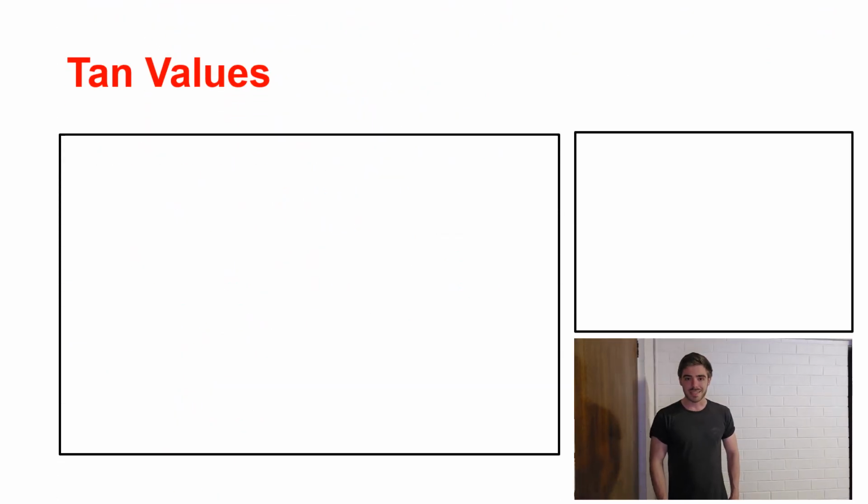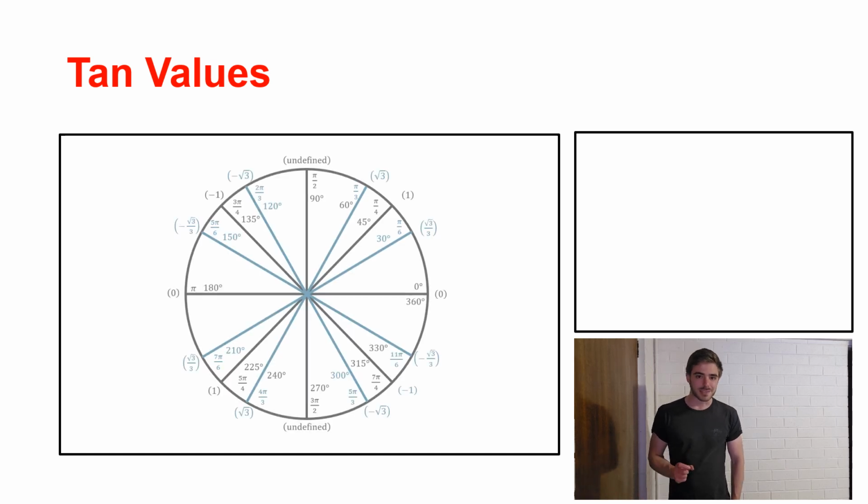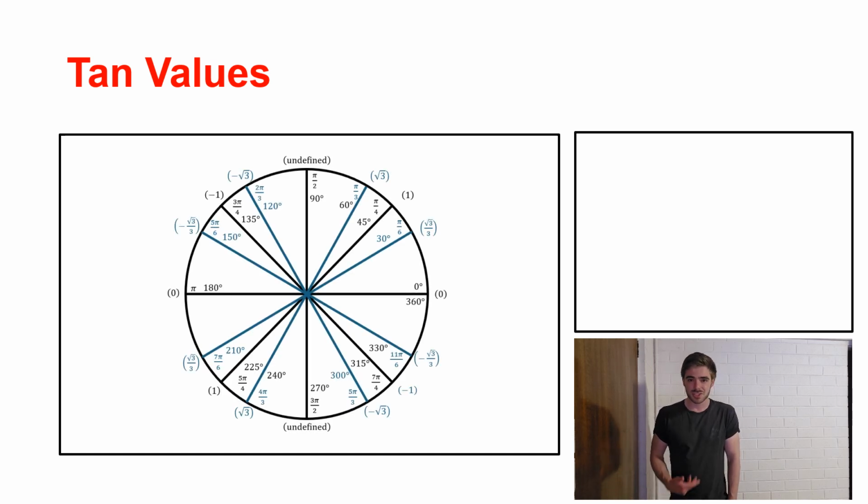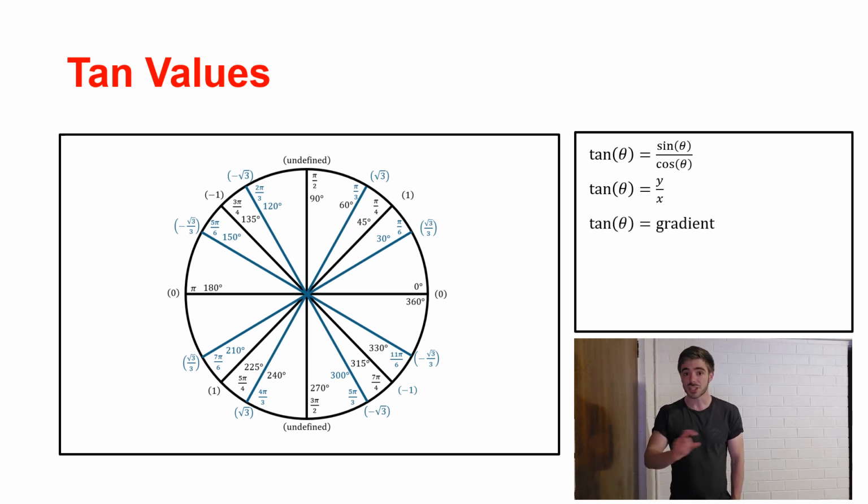So I mentioned earlier that tan doesn't appear on the unit circle. If you want to memorize those exact values but you're having trouble doing so, then my recommendation is to think in terms of gradients. This is because tan is just sine divided by cos, and if sine is the y and cos is the x, then sine divided by cos is just y over x, or another way of expressing the gradient, rise over run.